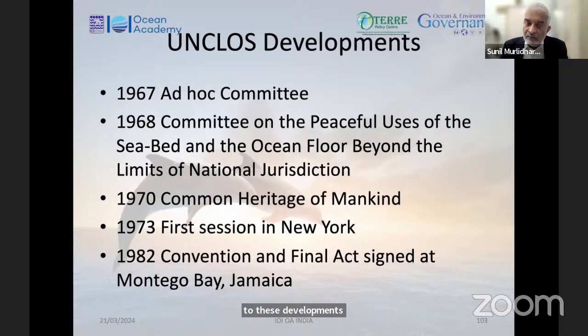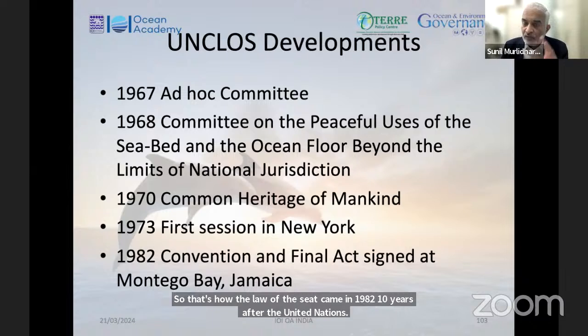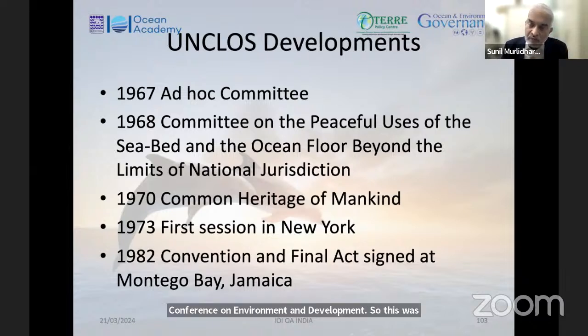And then the first session of the United Nations Conference on the Law of the Sea, number three, Mark III now, was held in New York in 1973. And they concluded 9 years later, in 1982, and the final act was signed in Montego Bay in Jamaica. So that's how the Law of the Sea came in 1982, 10 years after the United Nations Conference on Environment and Development. So this was the United Nations Conference on the Law of the Sea, also acronymed as the United Nations Convention on the Law of the Sea once it became the convention. So for 9 years, it was the conference.